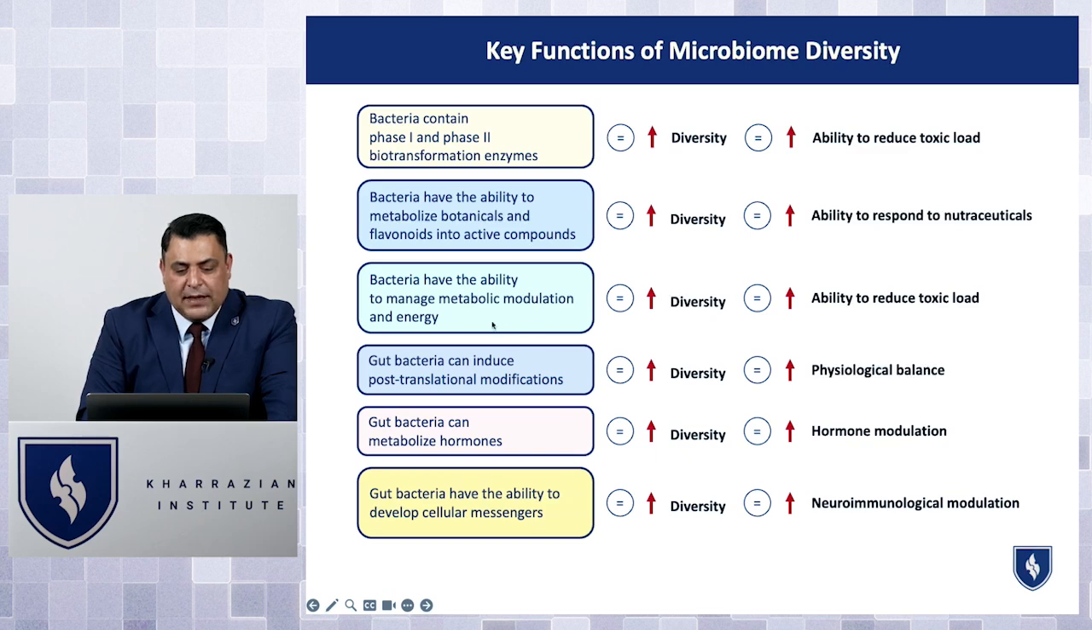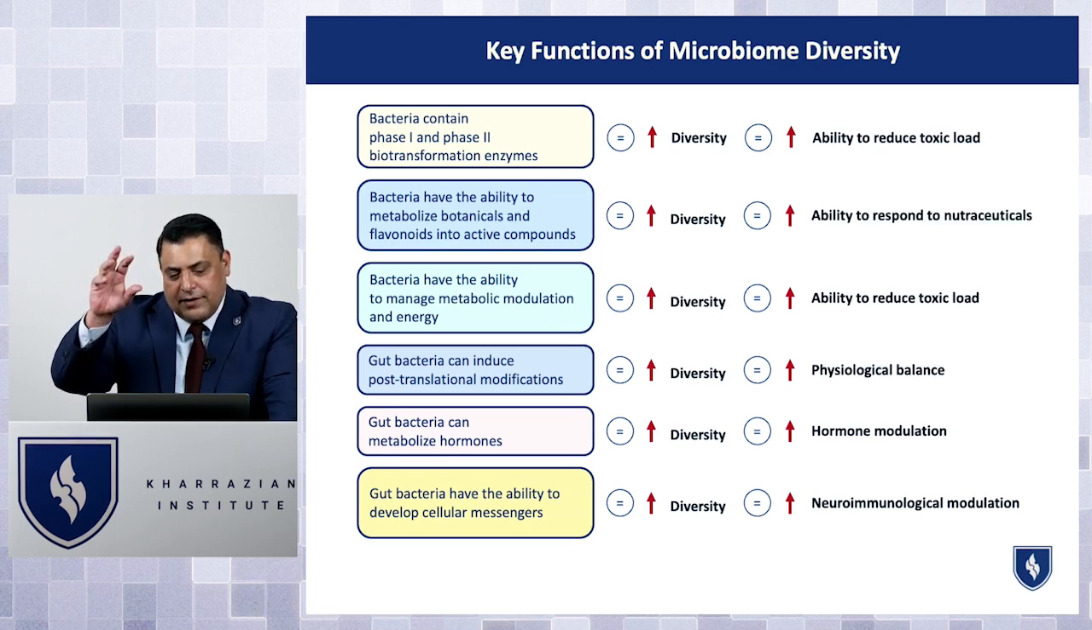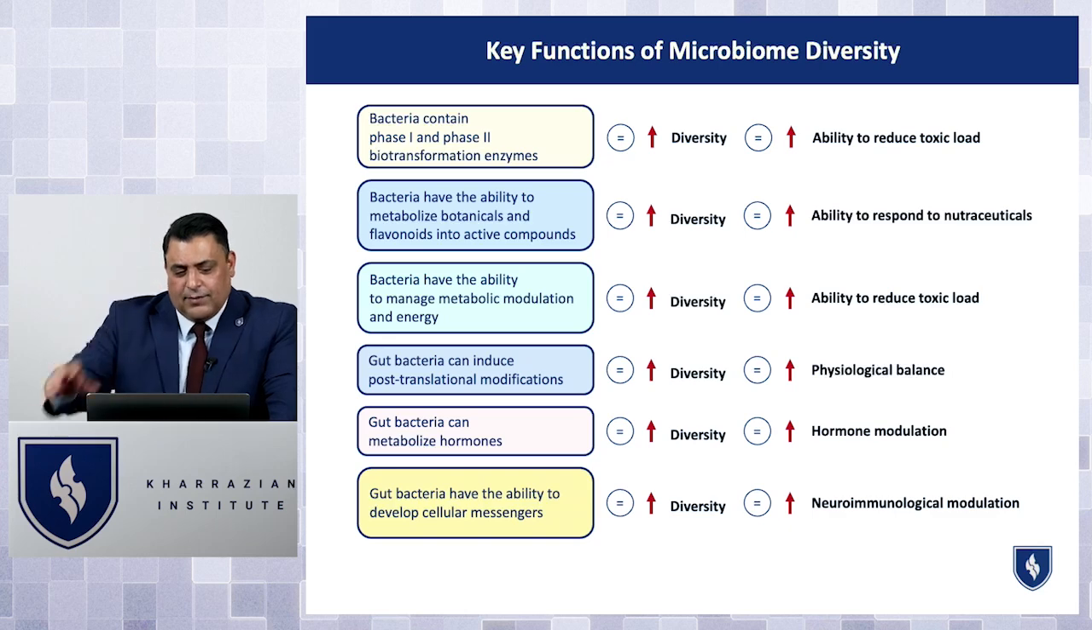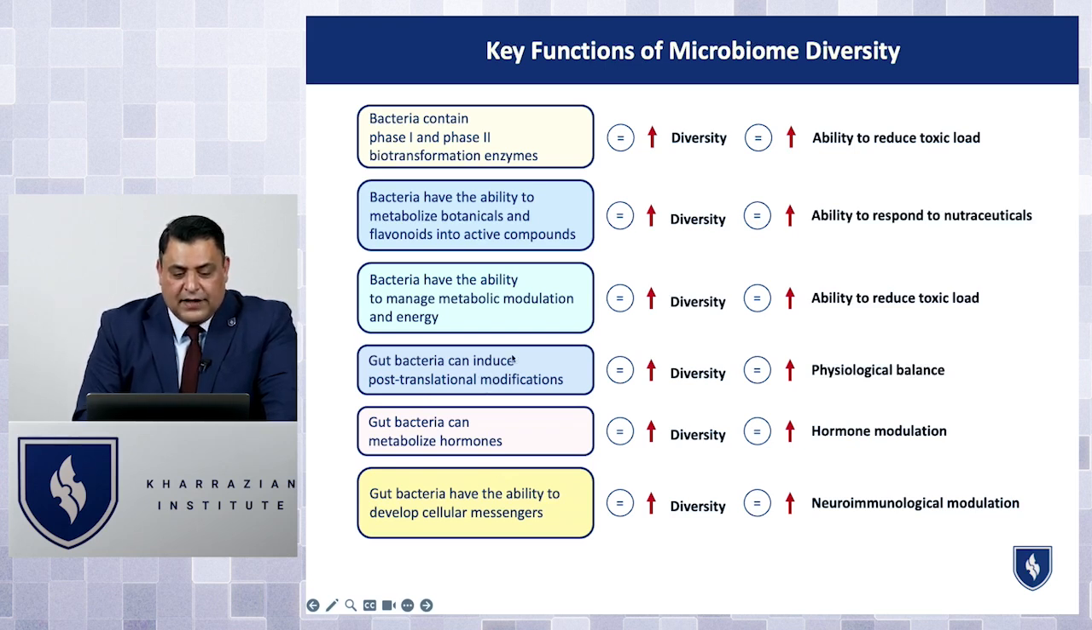Bacteria have the ability to manage metabolic modulation of energy. There's lots of strong intimate relationships between the microbiome and short-chain fatty acid production and G-coupled proteins that are involved with insulin regulation. We talked about that in the diabetes Cross-Institute course. Gut bacteria-induced post-translational modifications. This includes endocrine receptor functions. Gut bacteria metabolize hormones. Gut bacteria have the ability to develop cellular messenger pathways that are involved with neuroimmune modulation. So there's different gut messenger proteins in the gut that impact hypothalamic pituitary integrity, like ghrelin and so forth.